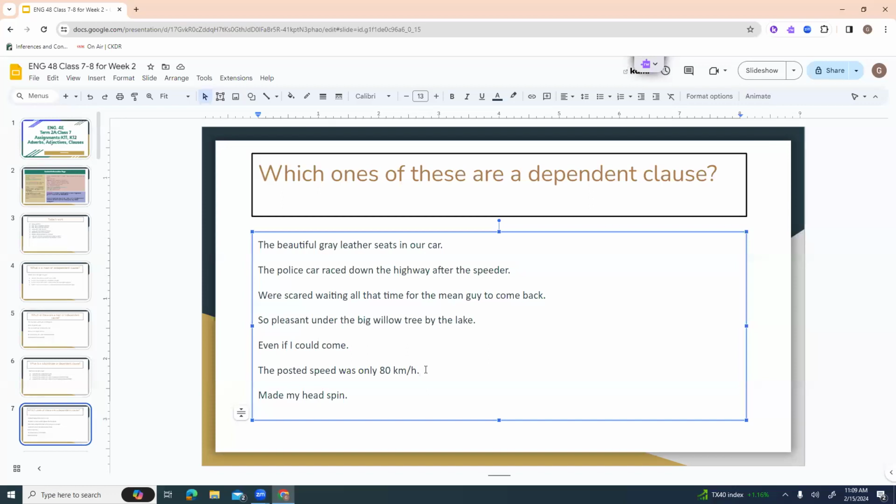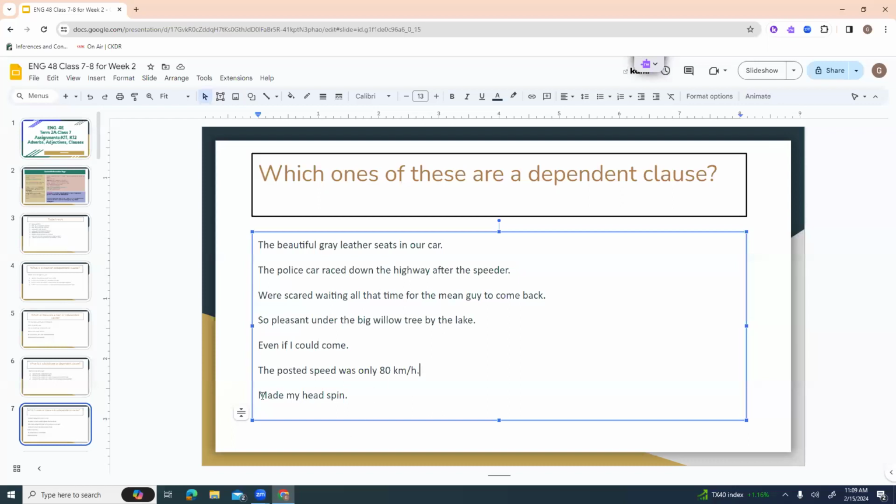Made my head spin. Is this a dependent clause? Well, is there a subject? Nope. Is there a verb? Sure, made, and then spin, I guess. Does it make sense by itself? No. So this one actually doesn't qualify as a dependent clause because it's not even a clause, right?